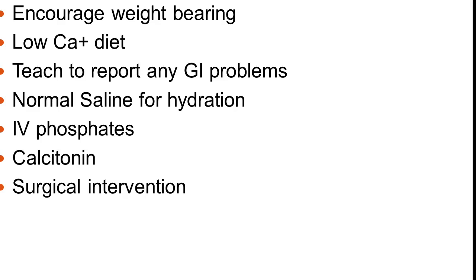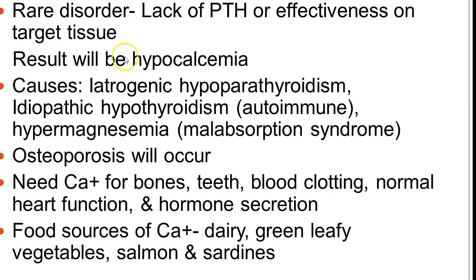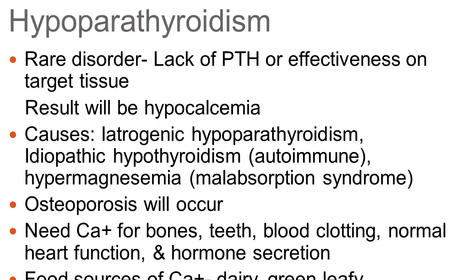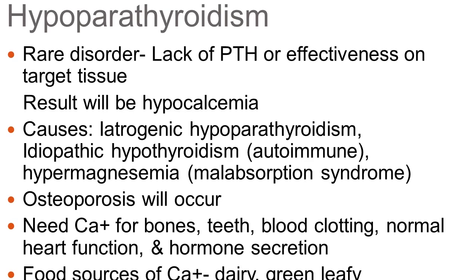So that would be hyperparathyroidism, okay? All right, the next thing we're going to talk about is hypoparathyroidism, okay? Now this disorder is much rarer, okay? It's a lack of PTH or effectiveness on target tissue, and just the opposite is occurring. Hypocalcemia, and these are the causes. Iatrogenic hypoparathyroidism, idiopathic hypoparathyroidism, or hypermagnesemia, malabsorption syndrome, where osteoporosis may occur.